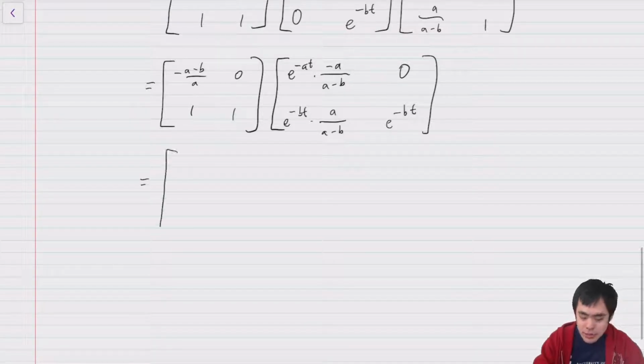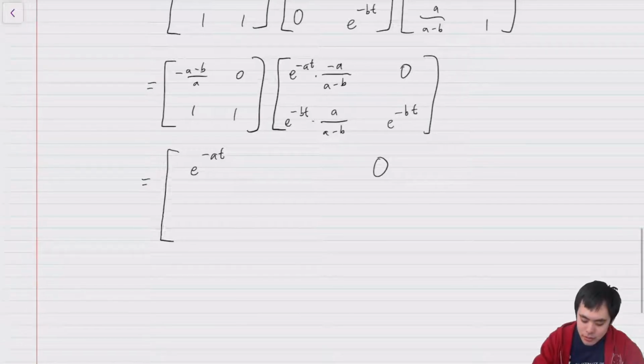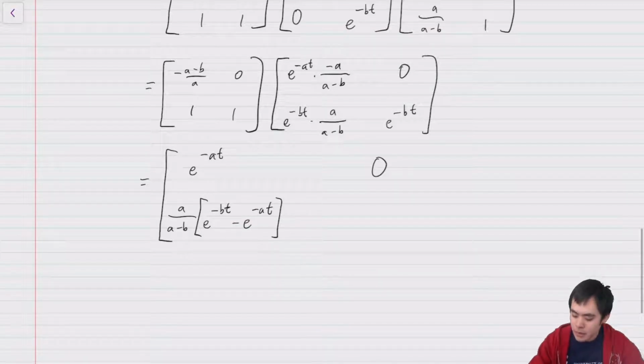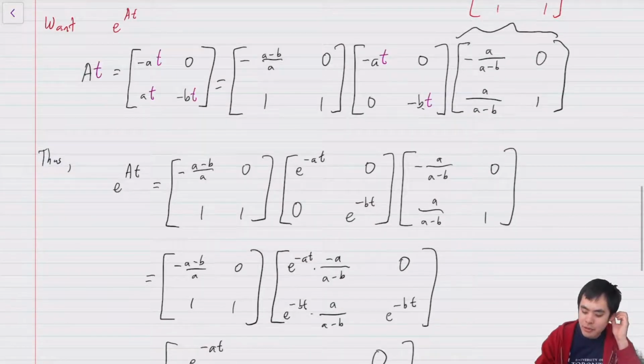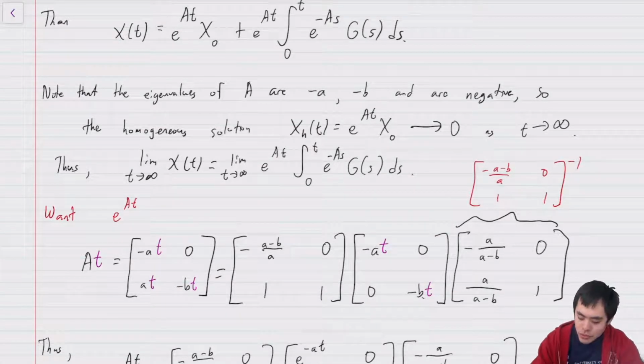And you multiply these two matrices together, and this is a little bit harder, but just standard matrix multiplication. Luckily, the a minus b over a cancels out with the a over a minus b, so you just get e to the minus at up here in the upper left, 0 in the upper right, and here you get a over a minus b times e to the minus bt minus e to the minus at, and e to the minus bt. Now all we have to do is take e to the As, replacing the t's with s's, plug things in, and in theory, solve this.